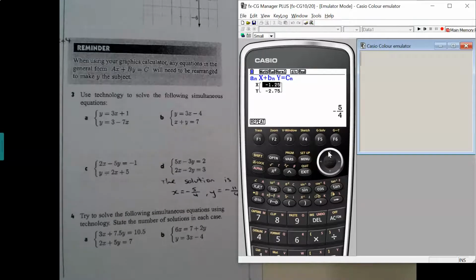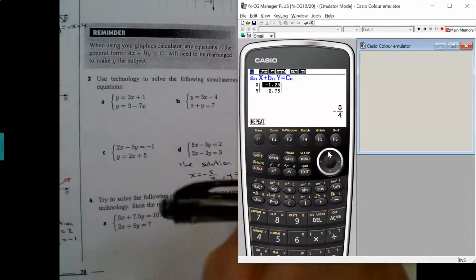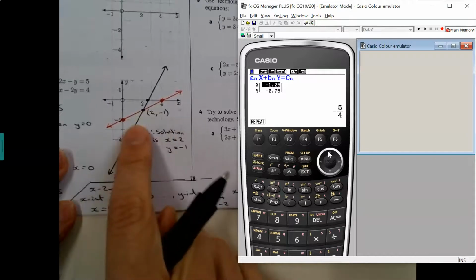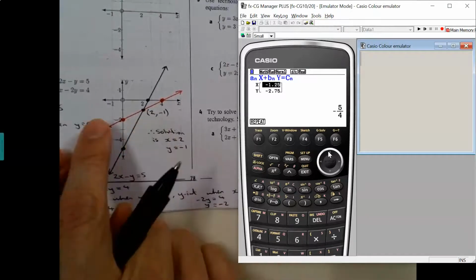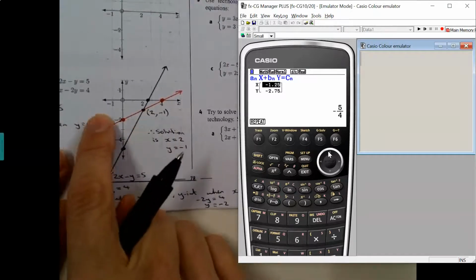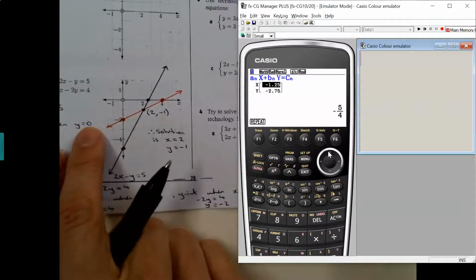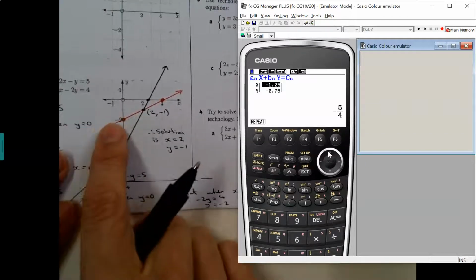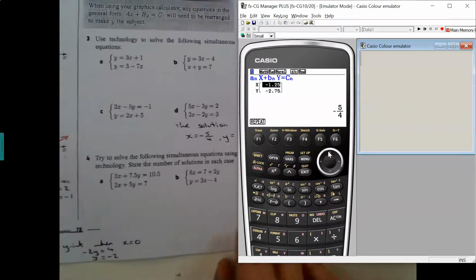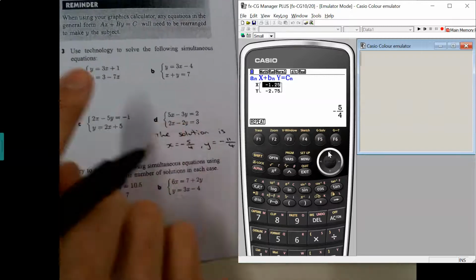Now someone just said they're both negative. All that means is if you consider where it might be, it's going to be in this quadrant down here, because both the x values and the y values are negative. That's fine. It doesn't matter. It just means that the point where they intersect will be in that quadrant where both x values and y values are negative.